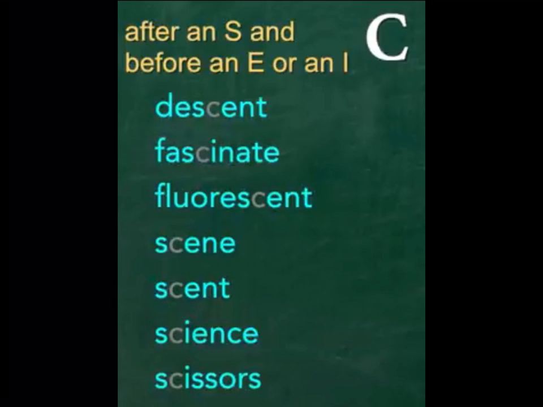And then the next time you see this word, you remember what Ms. Nasreen said. The C is silent. I shouldn't pronounce it. So we don't say skeen or skint or skience. No, we say scene, scent, science, scissors.